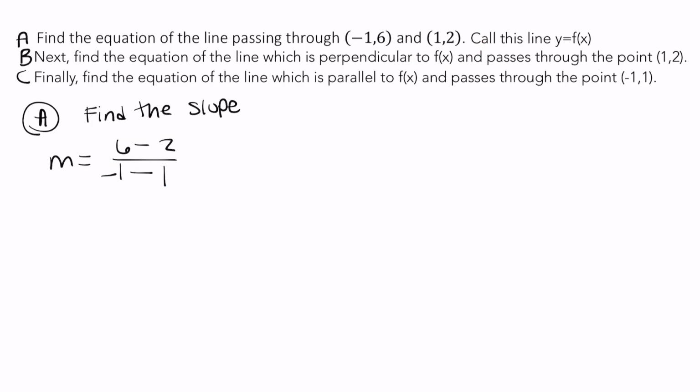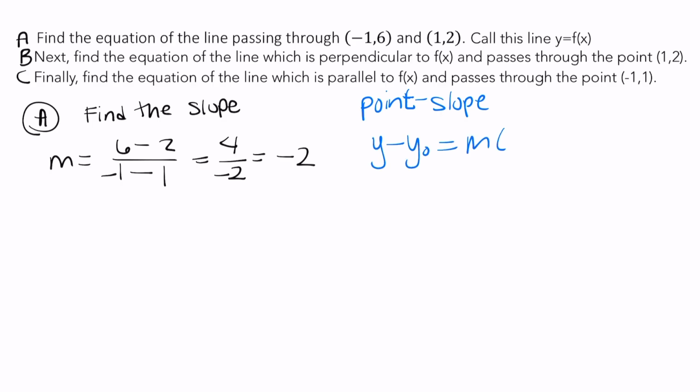Okay, so now let's find the slope. In my numerator, I get 4. In my denominator, I get -2. So my slope is -2. So this is where our other equation is going to come into play, our point slope form of a linear equation. So point, and that's y minus y naught equals m times x minus x naught.